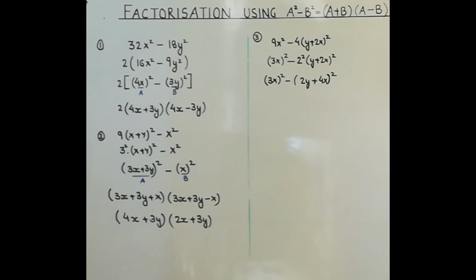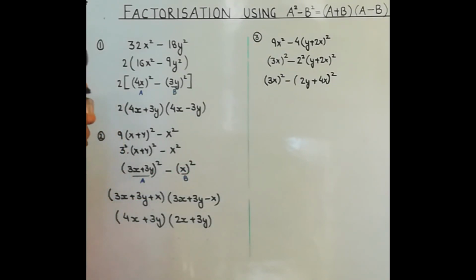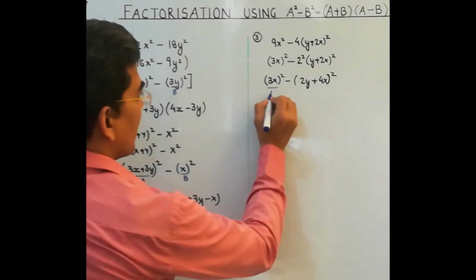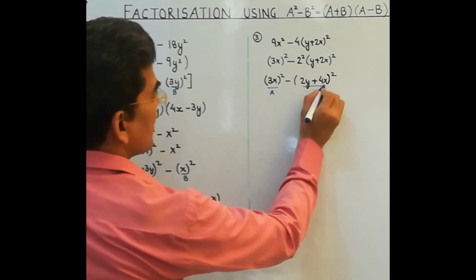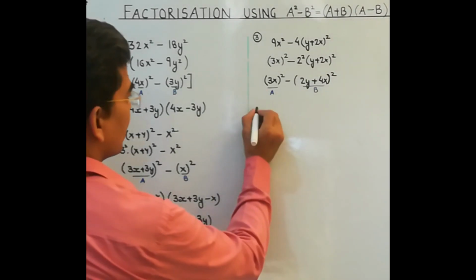So it's 2y plus 4x in the second one, and this first bracket will be known as a square, and this within the second bracket will be read as b square. So we will say that we have converted these two terms in which form? A square minus b square. So what's the factorization formula for this?